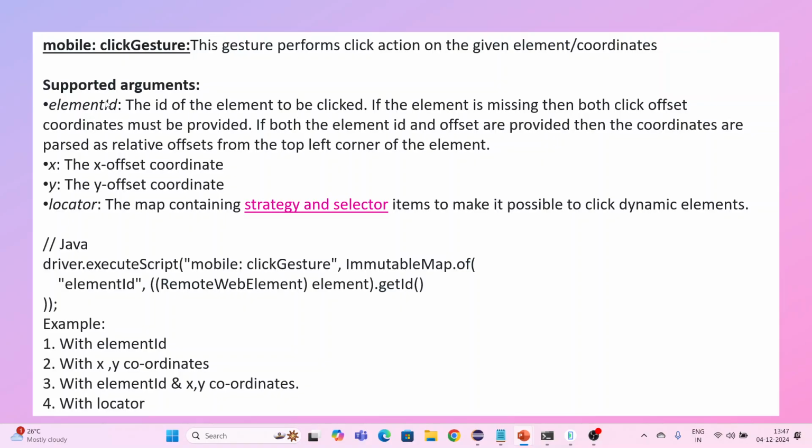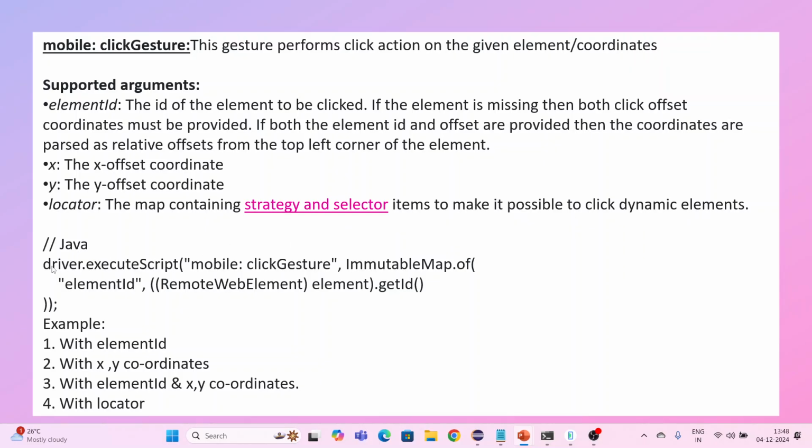Okay, what is element id? The id of the element to be clicked. If the element is missing, then the offset coordinates must be provided. Either we have to provide the element id or we have to provide the x and y coordinates. And the fourth argument is locator, the map containing the strategy and selected item to make it possible to click on the dynamic element.